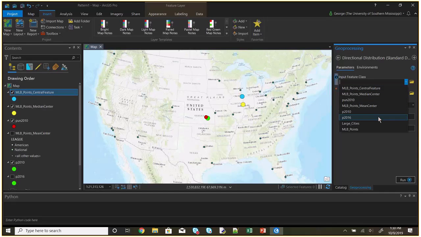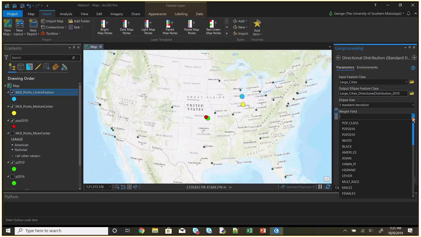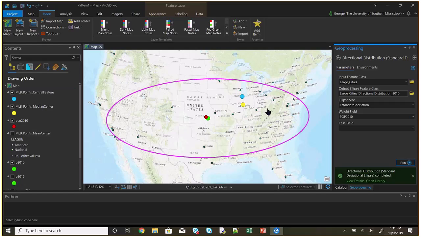So here I've got my population, my large cities. I'm going to call this 2010 and do this for 2010. The ellipse size will be 1 standard deviation. It's going to run, and what I get is this ellipse representing 1 standard deviation away from the mean center, which I think is still the green one. That gives me an idea of how they're dispersed, and I can look at how this changes over time.